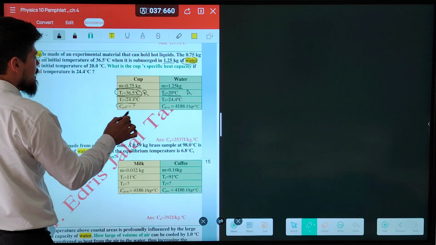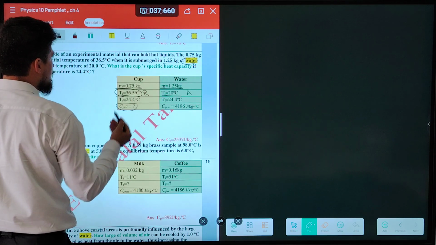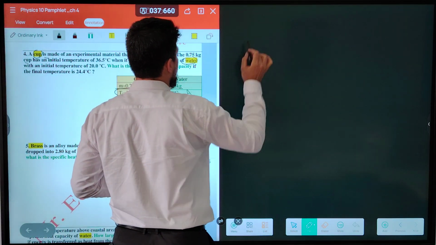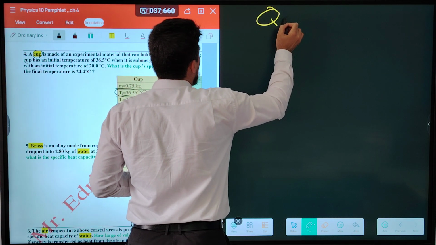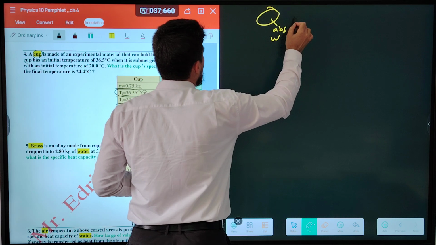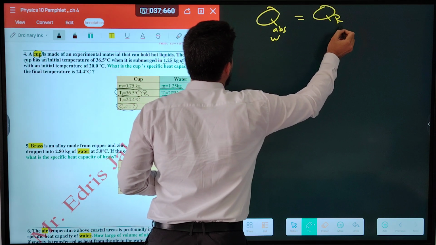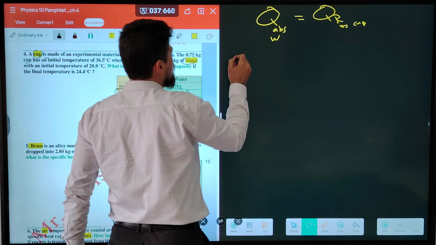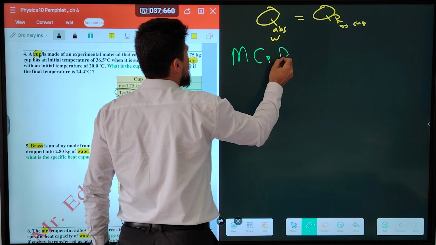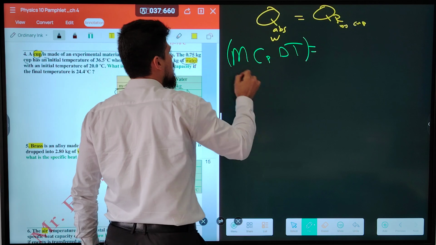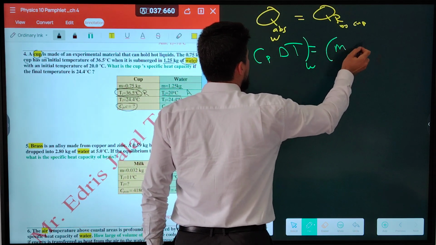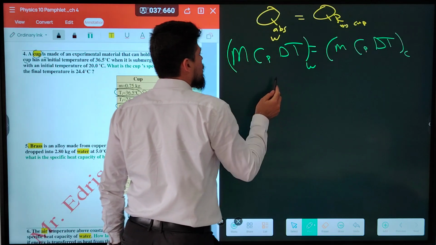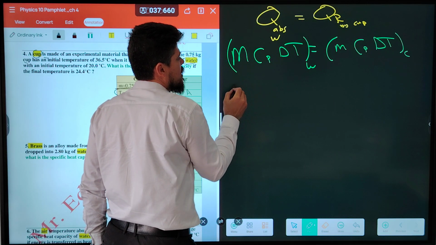When it's submerged, what is the cup's specific heat capacity? What is unknown? The specific heat capacity of the cup, and the specific heat capacity of the water is already known, which is equal to 4,186. You have to write down the equation. Q absorbed by water is equal to Q released by the cup. Q absorbed by water is equal to mCp delta T for water, and mCp delta T for the cup, because the water absorbed, delta T is equal to T final minus T initial.